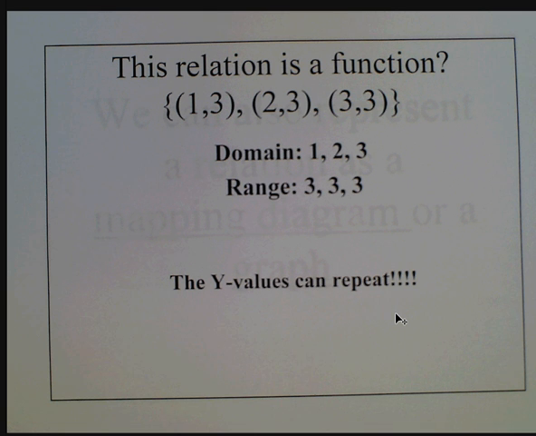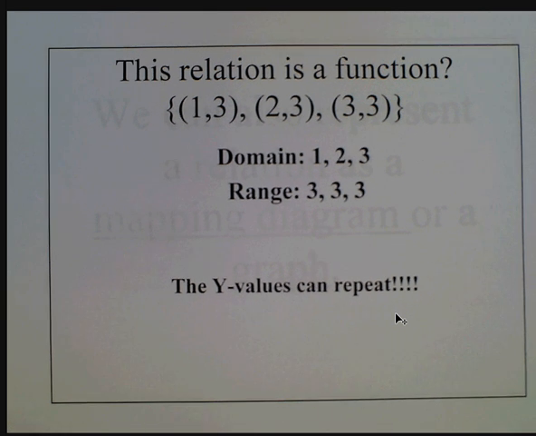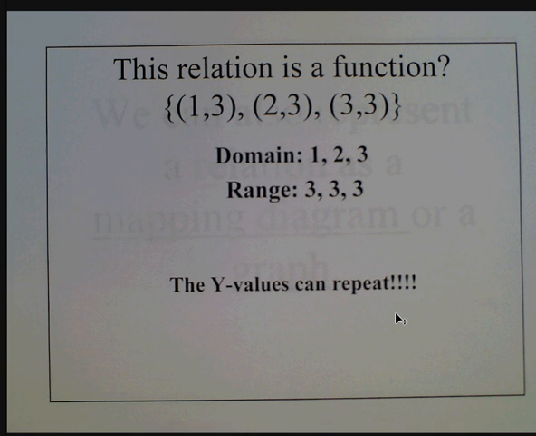Here's one more relation displayed as a list of ordered pairs. We have the points (1, 3), (2, 3), and (3, 3). So the domain is 1, 2, and 3, and the range is just 3, 3, 3. This is a function because each x value is only paired to one y value. It is all the same y value, but that doesn't matter. The y values can repeat. The x's are just only allowed to go to one value.